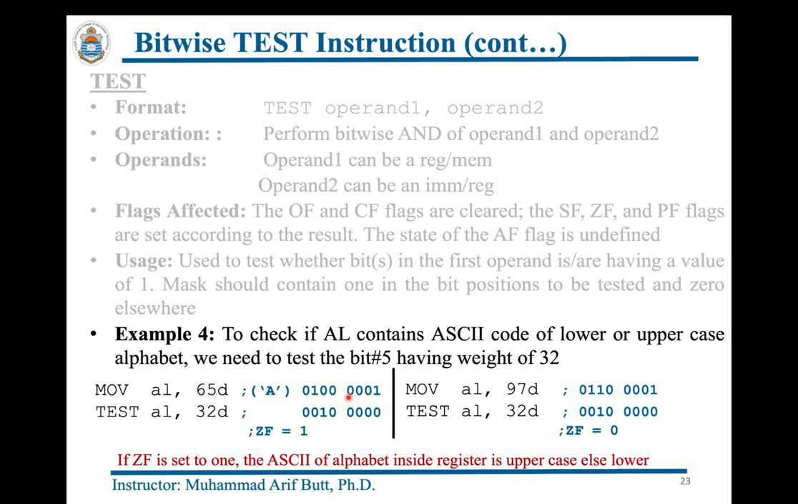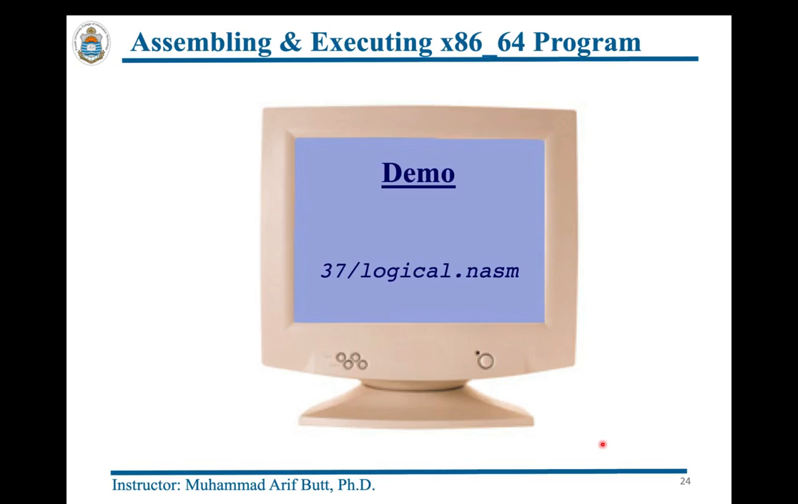And finally, this example: check if a register contains the ASCII of a lowercase or uppercase alphabet. Once again, here we need to test the bit number 5 having the weight 32. So the mask is 32 in decimal, and if the zero flag is again set to 1, the ASCII of the alphabet inside the register is uppercase, otherwise it is lowercase. Okay, so enough of examples. Now this is the time to move on to the Linux terminal and practically see all these instructions in action.